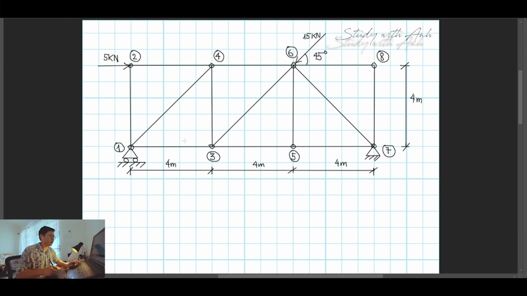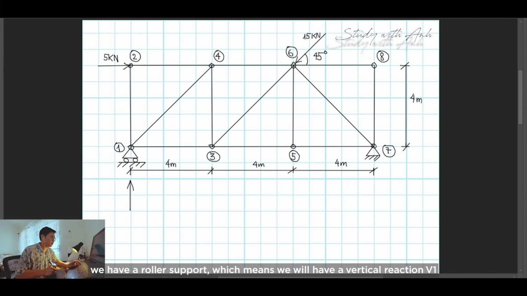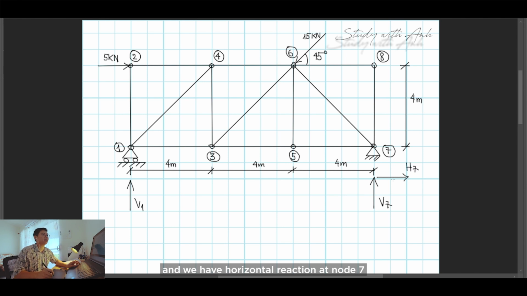So for example, if you have the truss like this, the first thing we need to do is a free body diagram. It's very simple because here we have the roller support, which means we will have the vertical reaction, let's call it V1. Here we have the vertical reaction at node 7, so V7, and here we have the horizontal reaction, let's call it H7. Okay, that's our free body diagram. So we have 4 meter and 4 meter here.